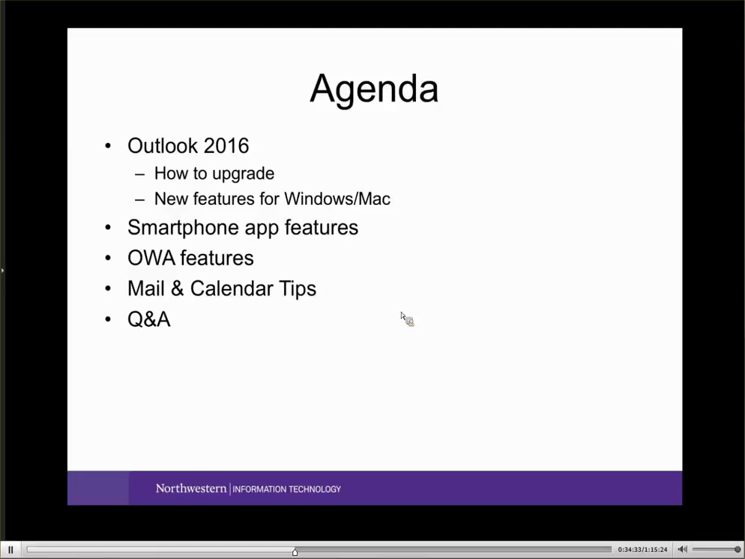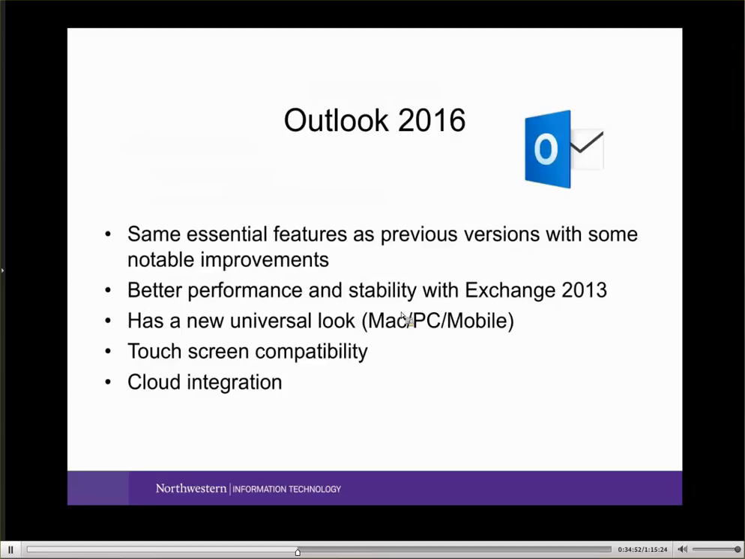I'm going to go over how to upgrade along with some new features for the Mac version and the Windows version. I'll also go into the Outlook smartphone app on my iPhone. I will display it here. We'll go over some of the features with the Outlook Web App, OWA, and then some common mail and calendar tips, and then we'll do a Q&A at the end.